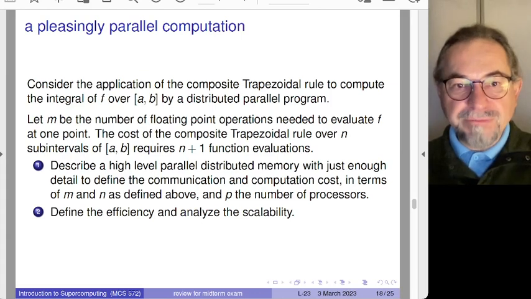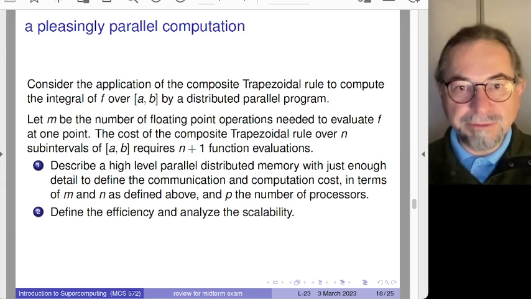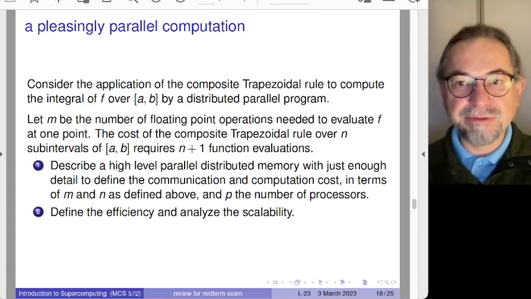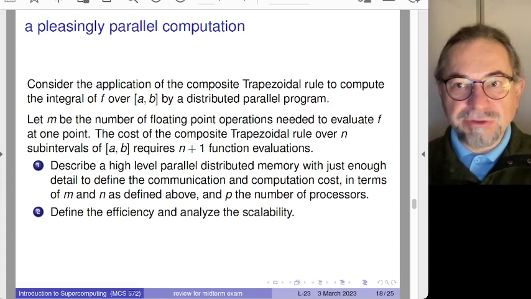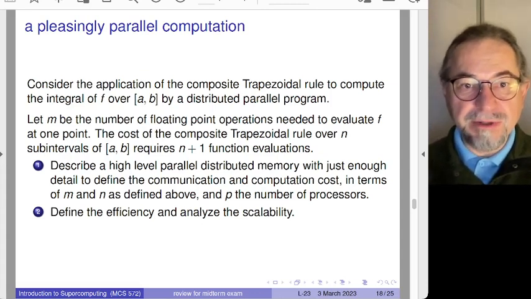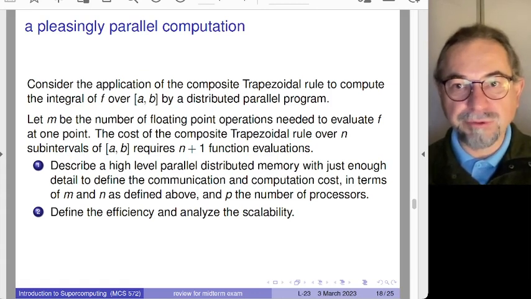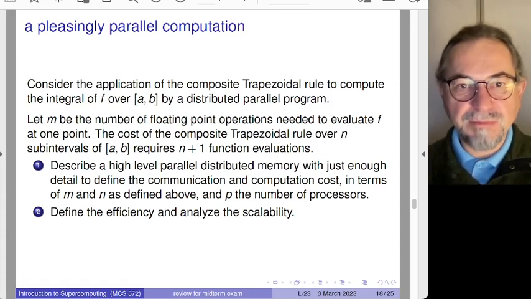One would typically divide the subintervals over the number of processors. So the computation time is m times n plus 1. If you want to be more precise, you also have the n additions and 1 multiplication. Then there is the communication cost.